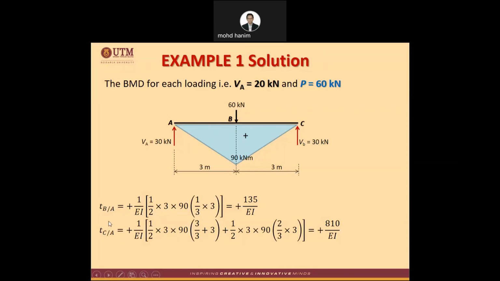And this one is TCA. TCA is C in relation to A. Therefore, calculate the area under the bending moment between A and C, and then the first moment area of C in relation to A.